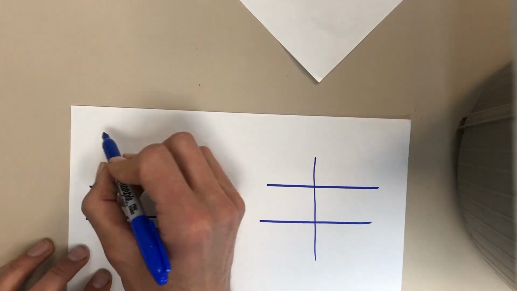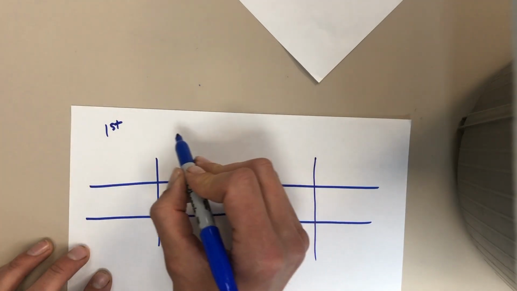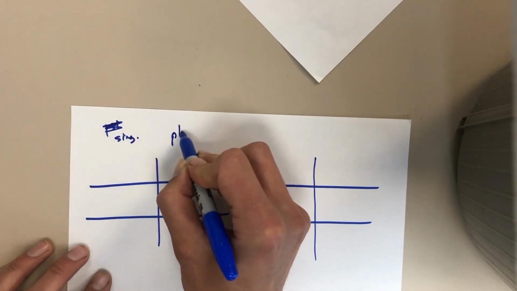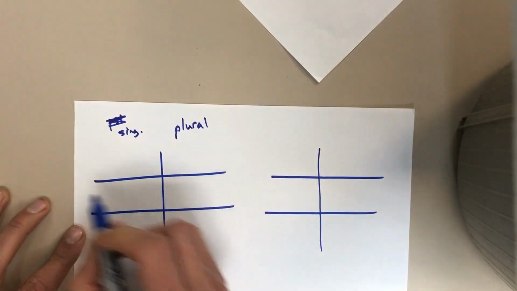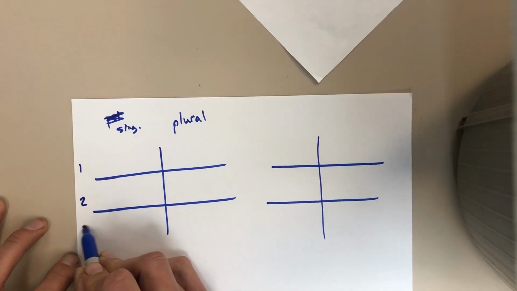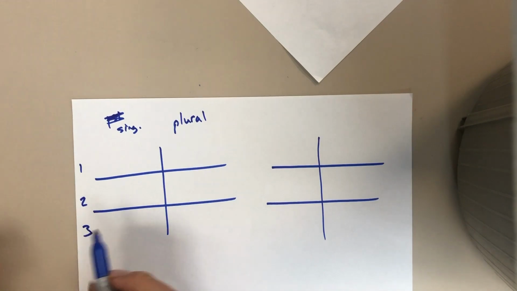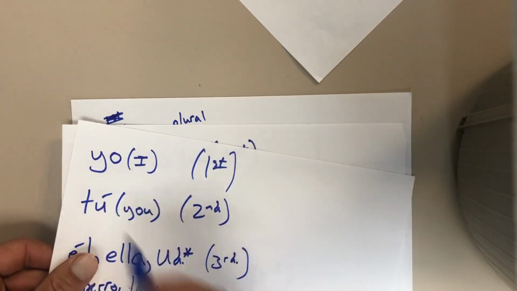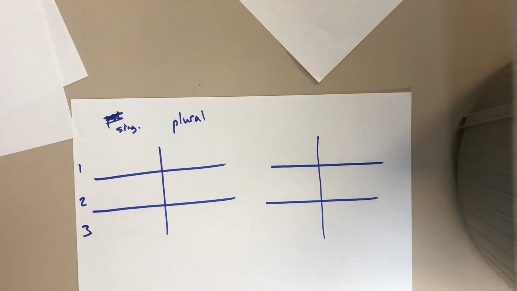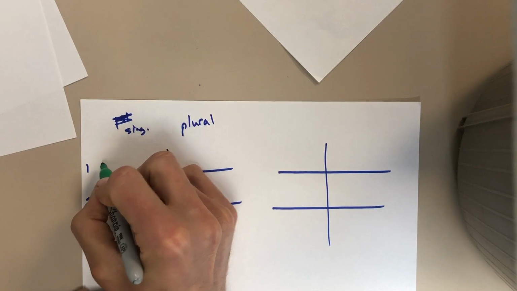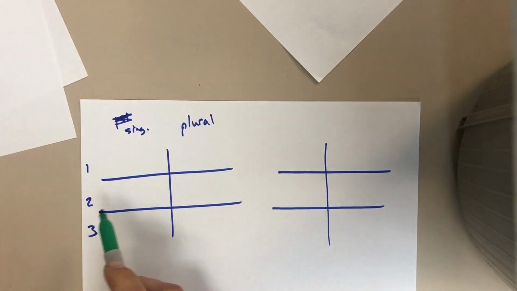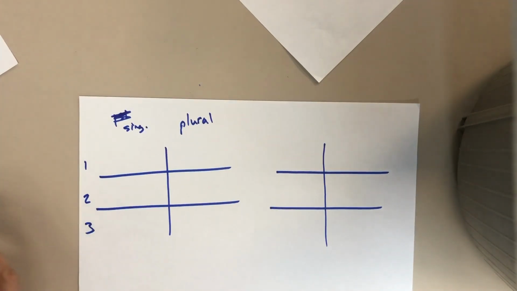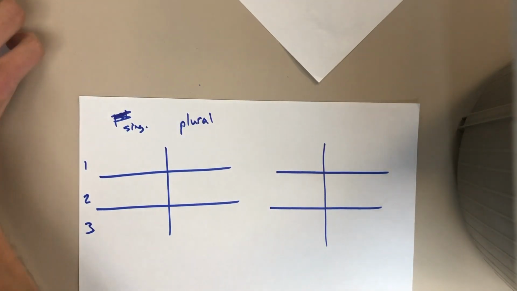Over here we have singular. Over here we have plural. And then we have first person, second person, third person. So, just a refresher. What's our first person singular? Yo. Remember? So that would be the yo form. A second person singular? Tú. Good. A third person singular? There's lots of different ones, but you got it. Él, ella, usted.